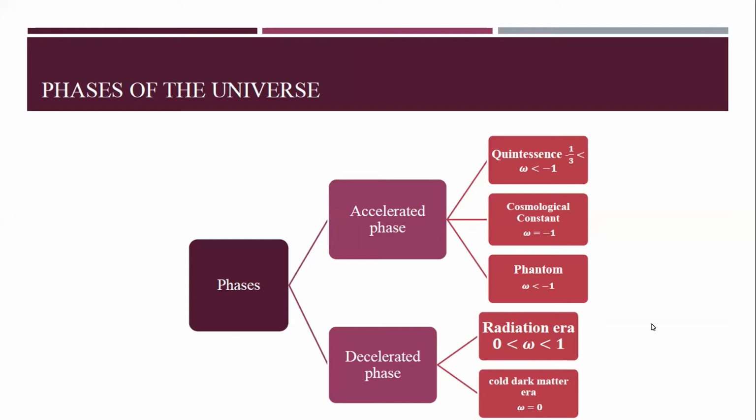For example, if omega lies between 0 and 1, we have the radiation phase, and omega 0 represents cold dark matter, meaning pressureless matter. In the second phase, the accelerated phase, we have omega less than -1/3 and greater than -1. We have the quintessence era, in which cosmic acceleration is lower than other phases, like vacuum energy, meaning the cosmological constant, where omega is equal to -1. And omega less than -1 represents the phantom acceleration or super acceleration of the universe.